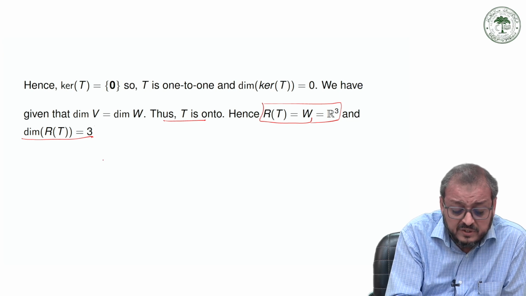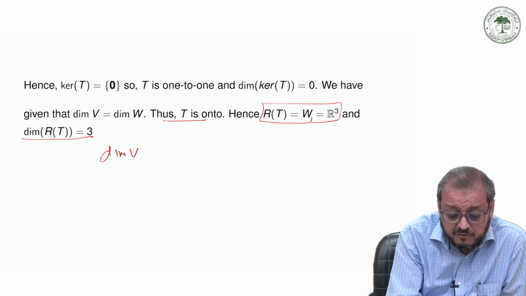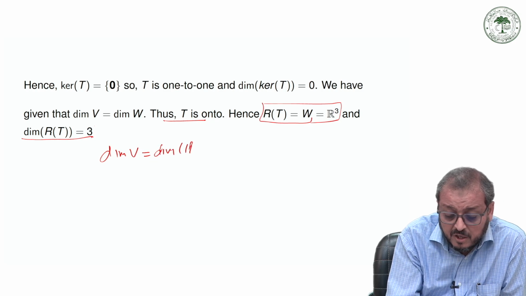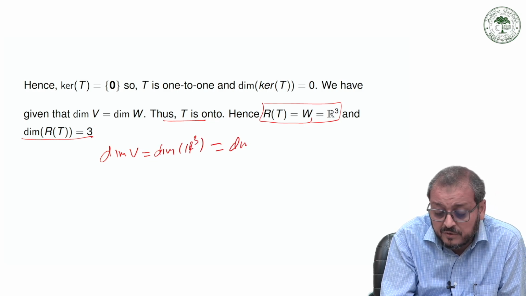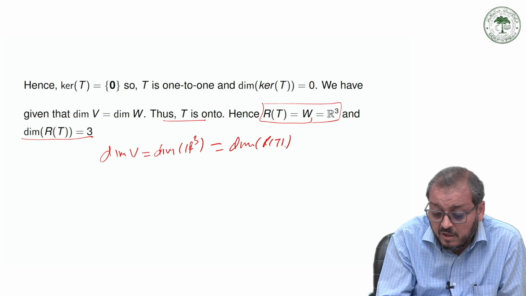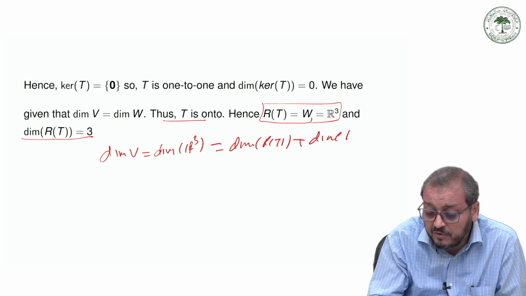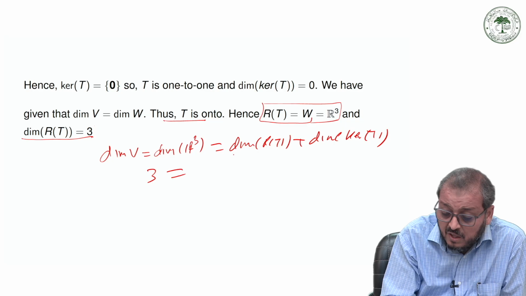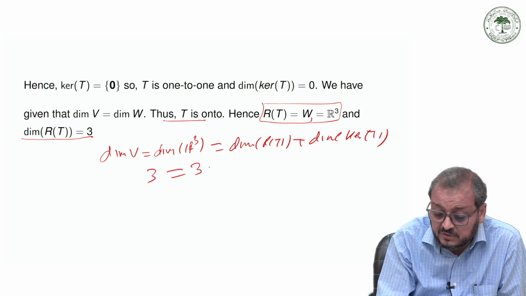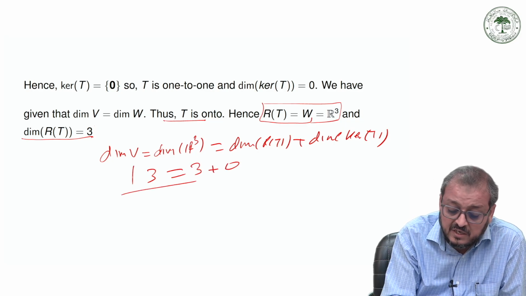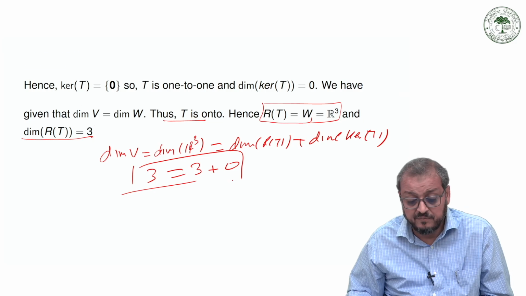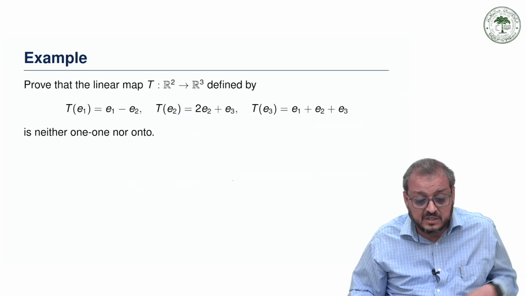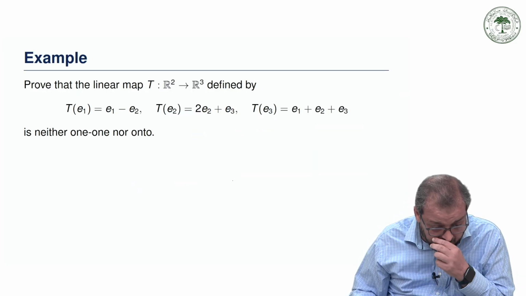This is also verified by the rank-nullity theorem. Now, you know that the rank-nullity theorem says the dimension of V, which is the dimension of R3, is the same as the dimension of the range of T plus the dimension of the kernel of T. This is equal to 3, that is, 3 plus 0, and this is clearly verified here. Okay, so now I just tried one more example.